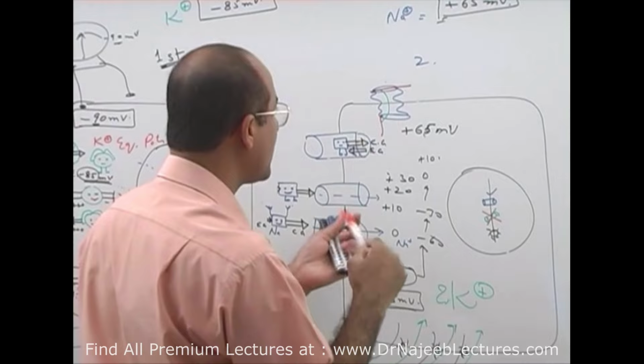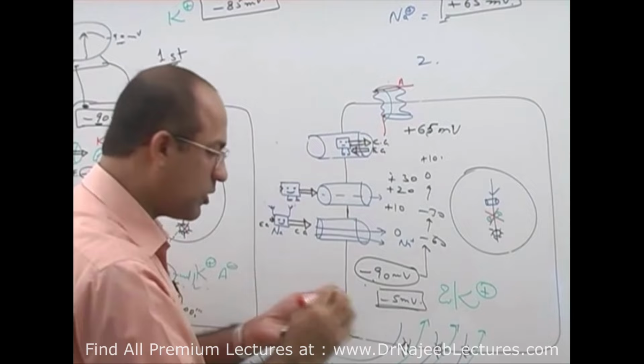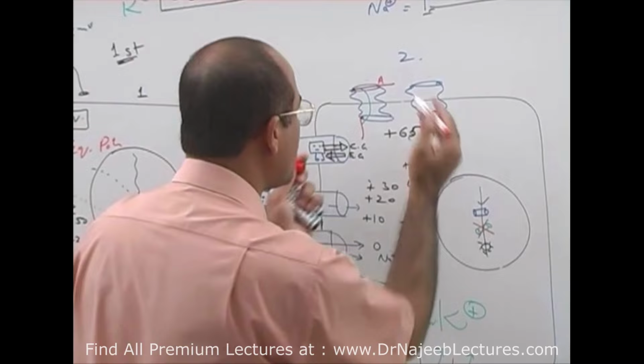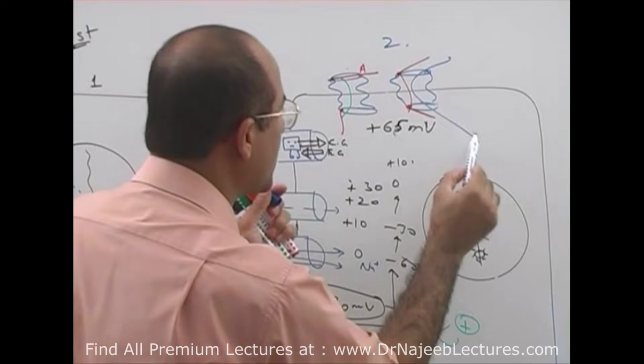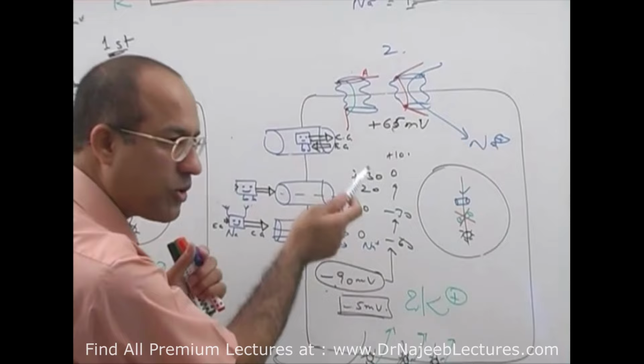When this door is activating, it is opening, it starts closing. And for a very brief time, the membrane becomes somewhat like this. That activation gate is activated, and the inactivation gate is still not closed. For this very short time, that frustrated sodium has a chance to come in and try to bring the resting membrane potential towards its own equilibrium potential.